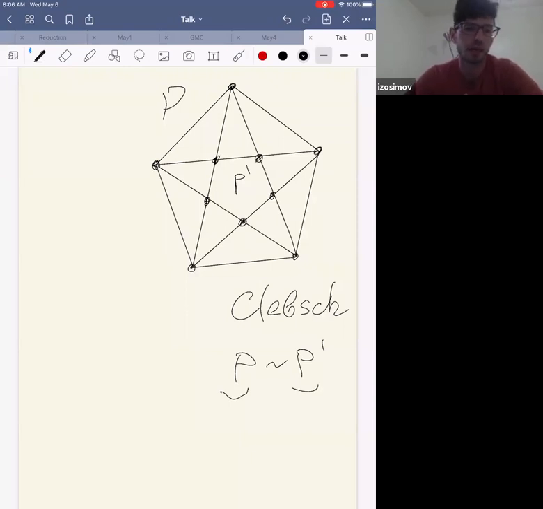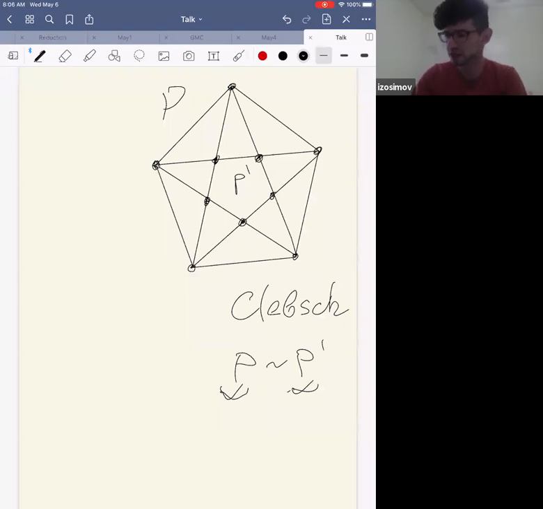Note that it's a non-trivial statement, because the space of pentagons in the plane is 10-dimensional, and the projective group has dimension 8, which means that there is a 2-dimensional space of equivalence classes of pentagons. Not all pentagons are the same from the projective point of view, but nevertheless, it turns out that P and P prime always represent the same projective equivalence class.